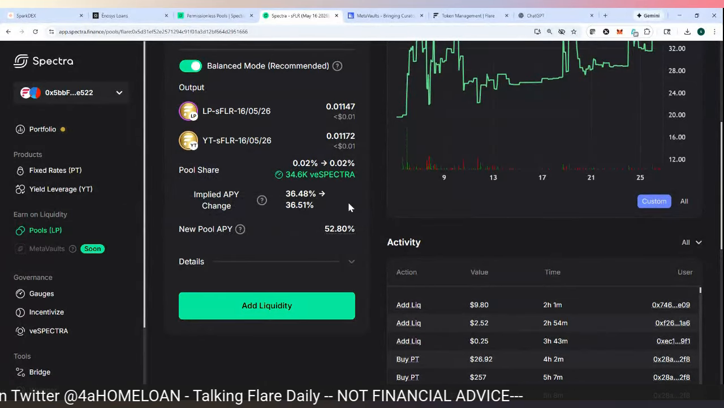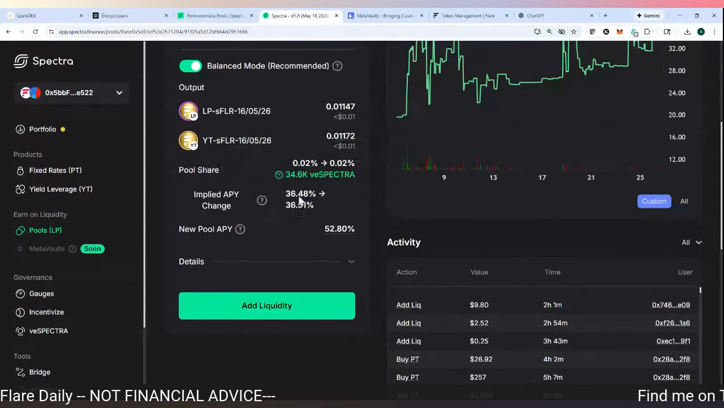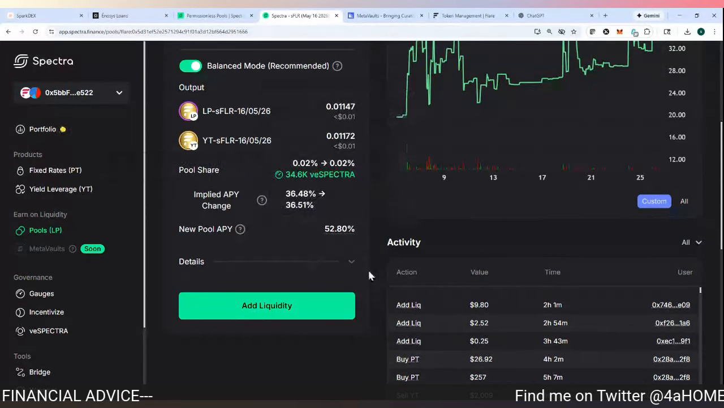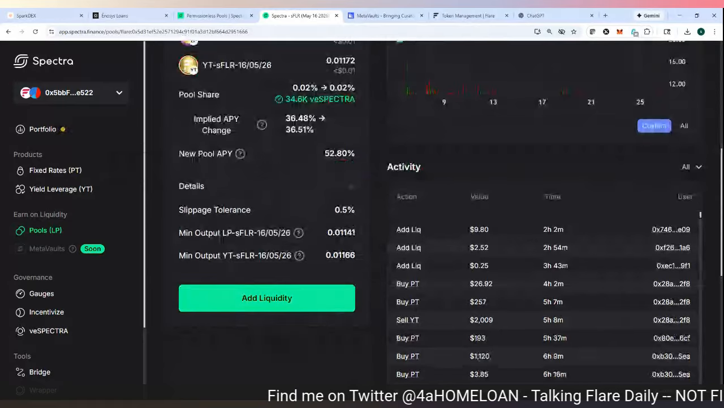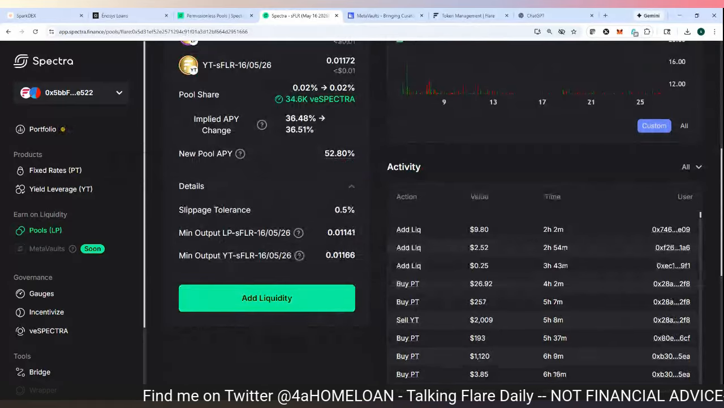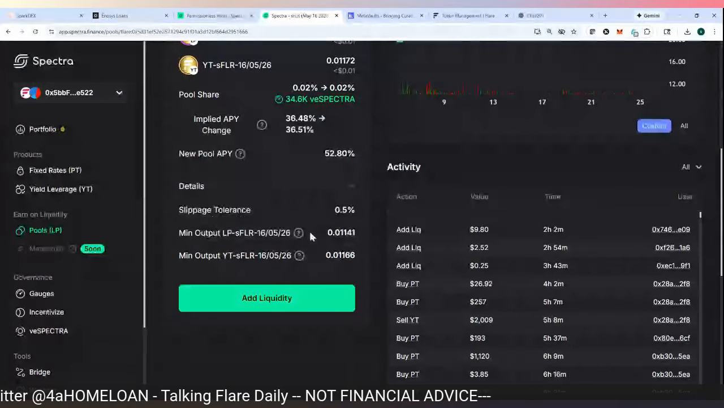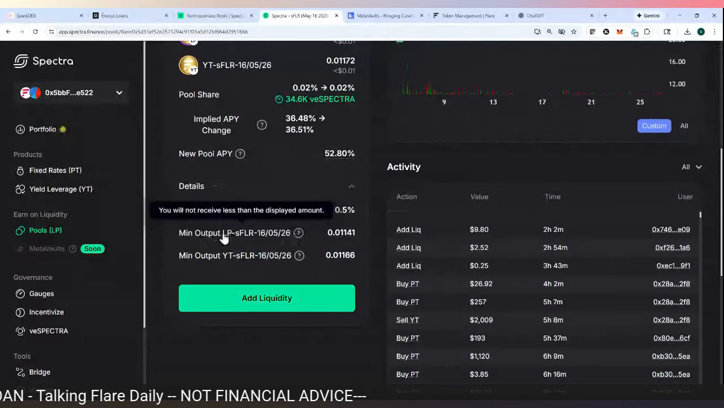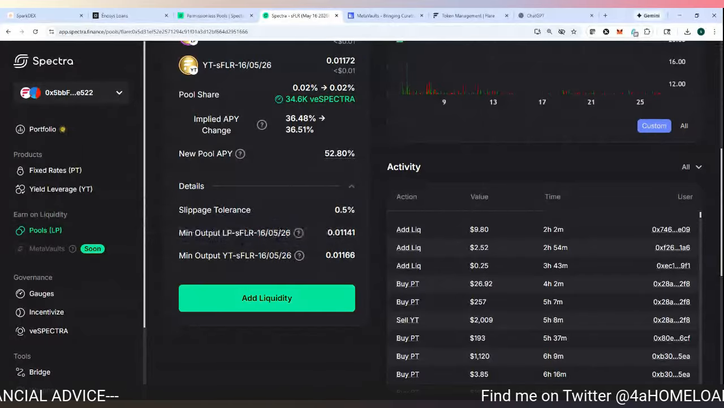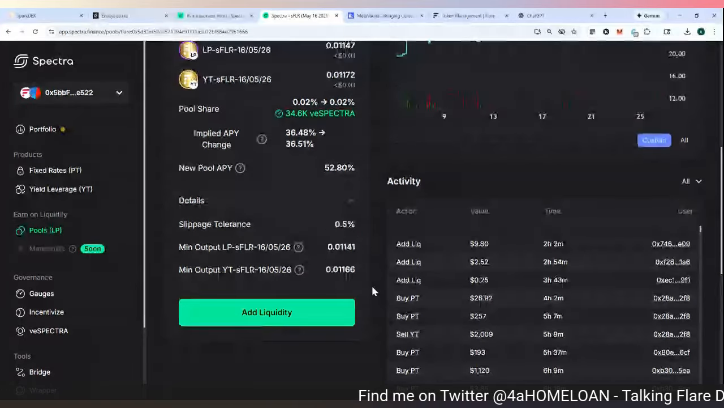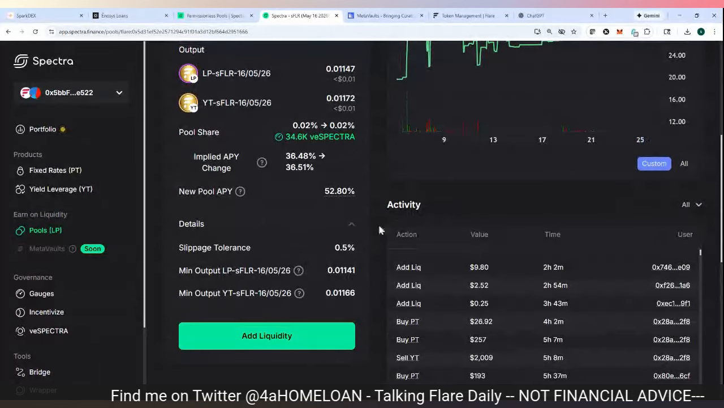This is why I'm telling you, as more people start participating in the LP, these APYs are going to change, right? But it is what it is right now. So I just want to make sure you understand that. There's a slippage tolerance that will obviously impact what your minimum output is going to be. And then it shows you here, for what I'm putting in, my minimum output LP and my minimum output YT.